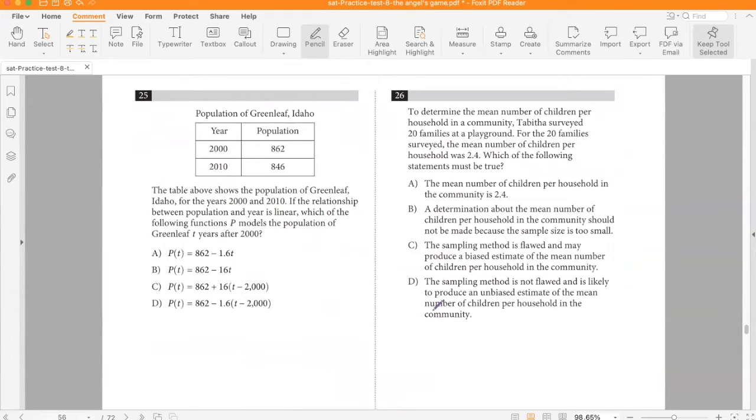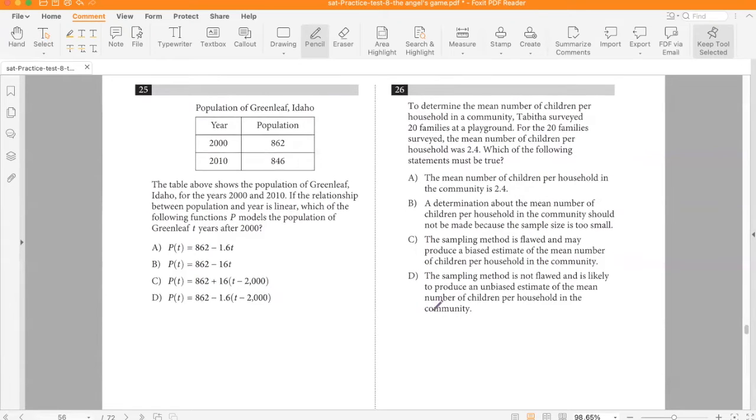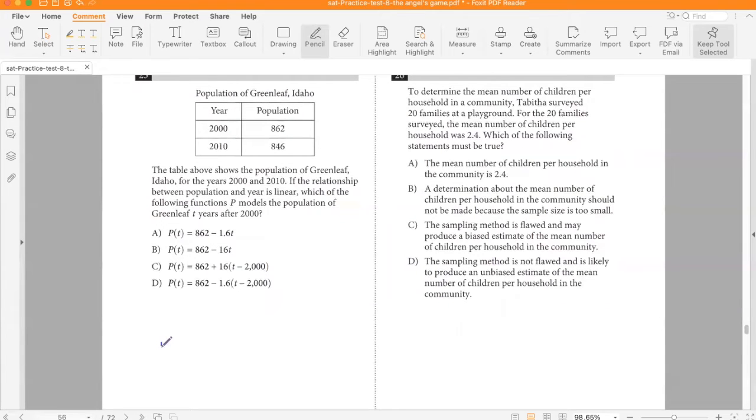The table above shows the population of Greenleaf, Idaho for the years 2000 and 2010. If the relationship between population and year is linear, which of the following models the population of Greenleaf T years after 2000? Okay, so let's find the slope first. The slope is 846 minus 862 over 10. So that would be negative 16 over 10. So negative 1.6. Okay, so if it's negative 1.6, I can eliminate this and this.